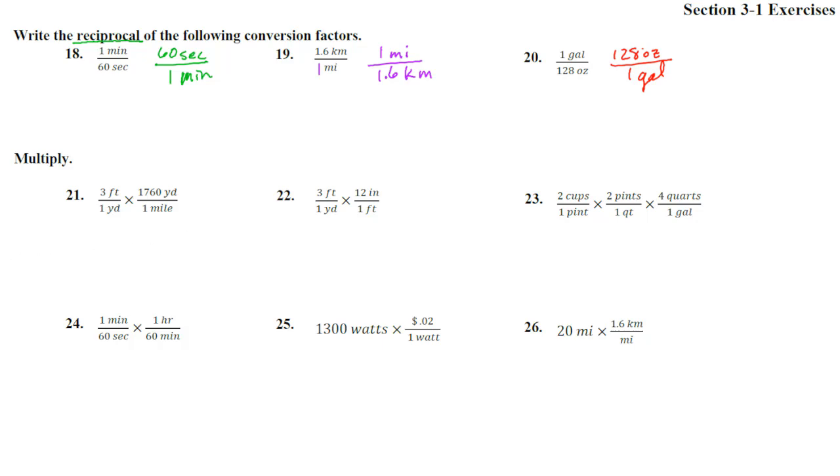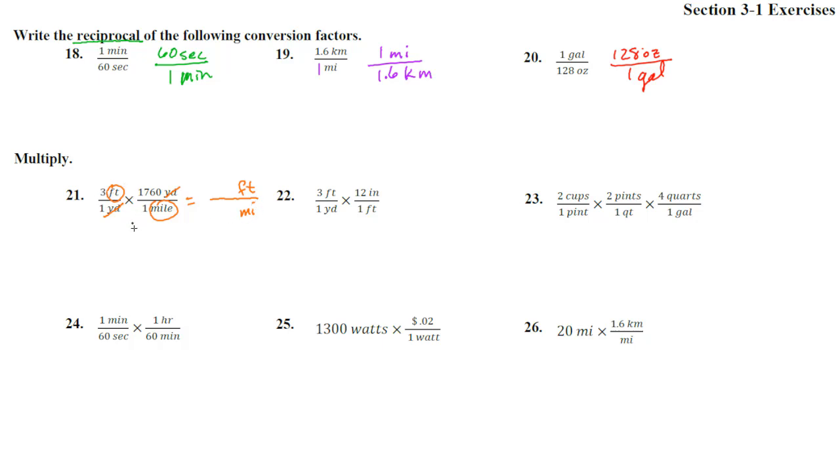So let's see how that works down here. Here we're going to actually multiply these things, and we're going to use our trick of being able to cancel what you see on top and bottom. There is 3 feet per every 1 yard, and there are 1,760 yards for every 1 mile. So notice that yards will cancel. One's on top, one's on bottom. What do we end up with? We end up with feet per mile.